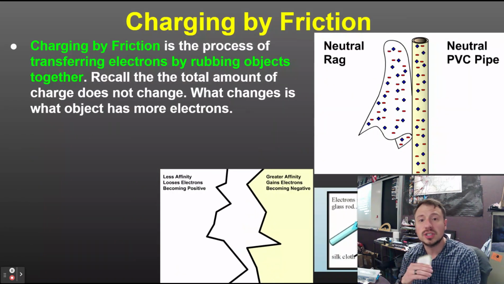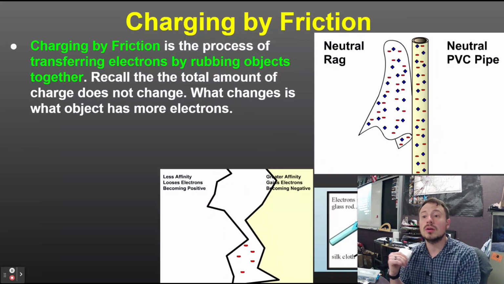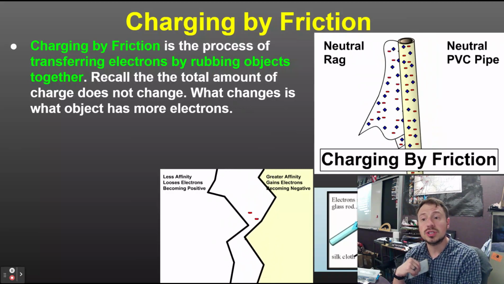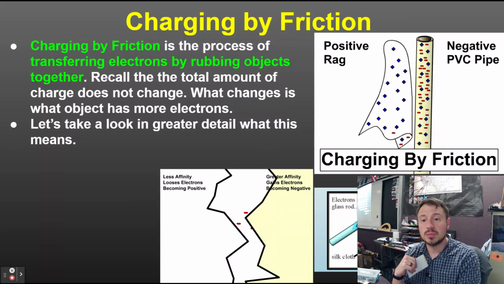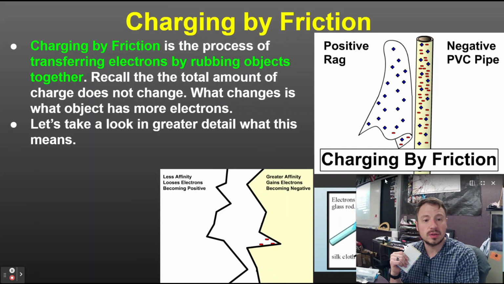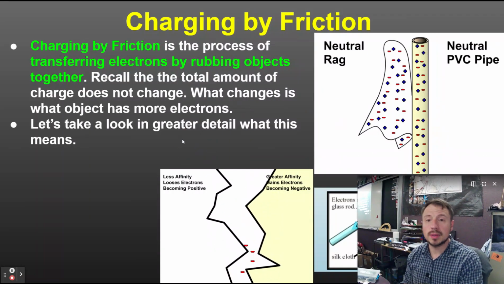Now, charging by friction is the process of transferring electrons by rubbing objects together. The total amount of charge does not change. What changes is what object has more electrons. You can see here these nice graphics showing them being charged. The electrons are being transferred by rubbing them together.